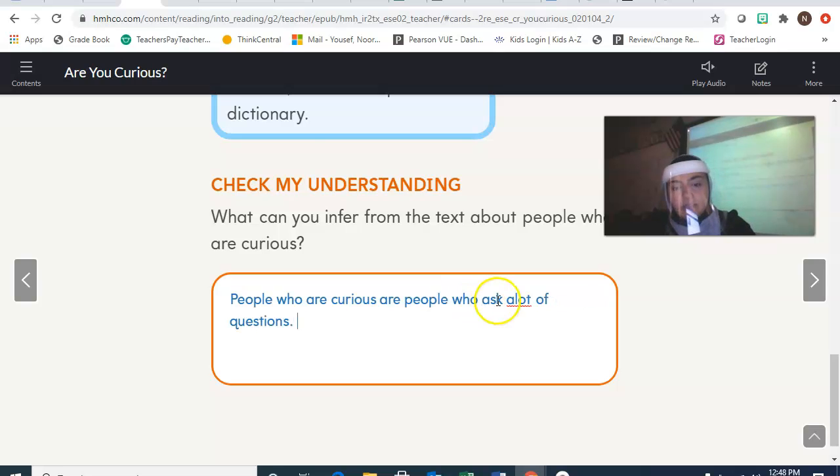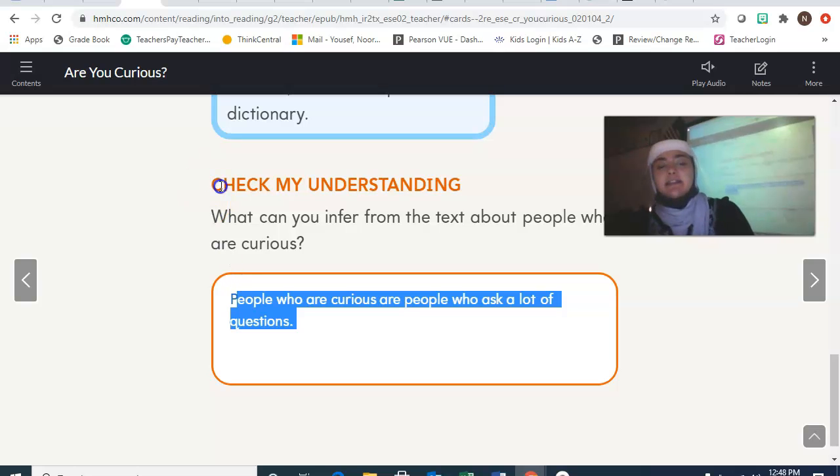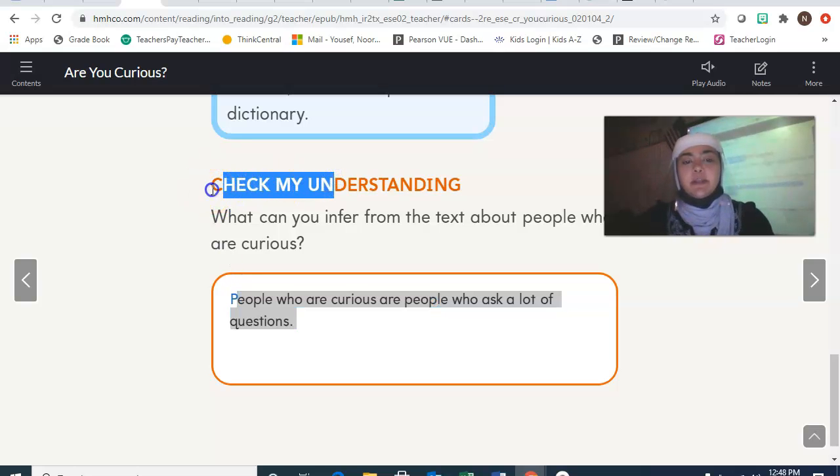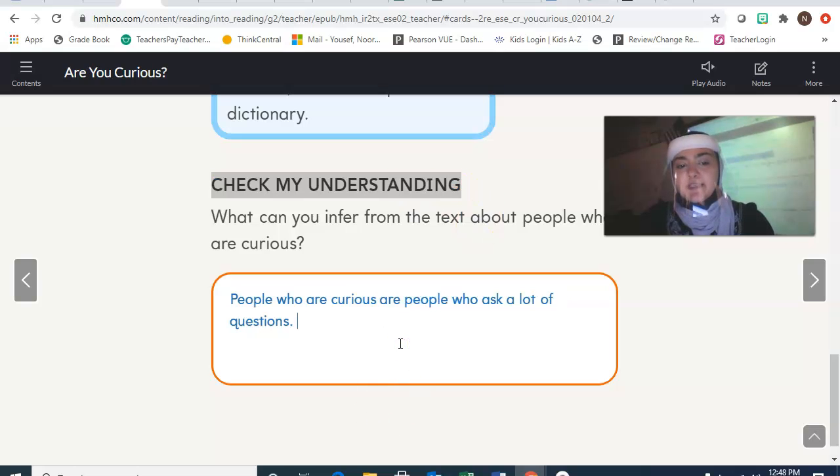Do I have to write that down? Yes. Miss Yusuf, do I have to write this down? Yes. In your reading notebook, you're going to write this down. What am I writing, Miss Yusuf? You're writing at the top, you're going to write, are you curious? And then you're going to write, check my understanding. And then you're going to write this answer. What is the answer? People who are curious are people who ask a lot of questions. If you want to do it on the HMH website, you can, and you don't have to write it down. But if you're not doing it on the HMH website, it needs to be written down in your reading notebook, okay? So people who are curious are people who ask a lot of questions.